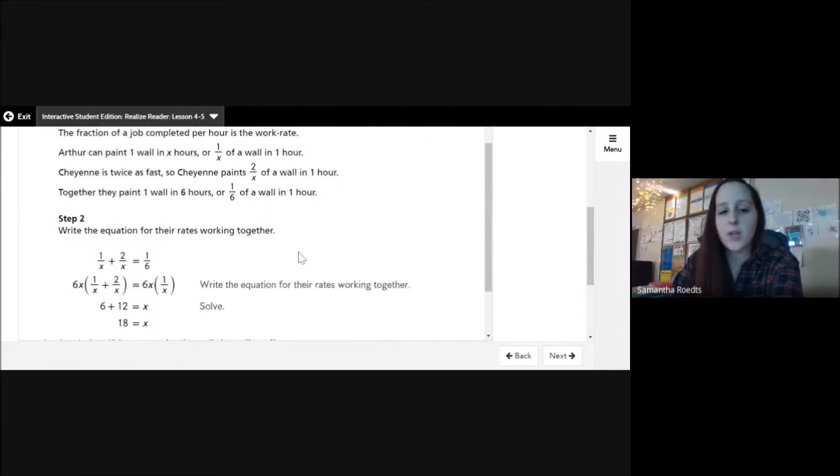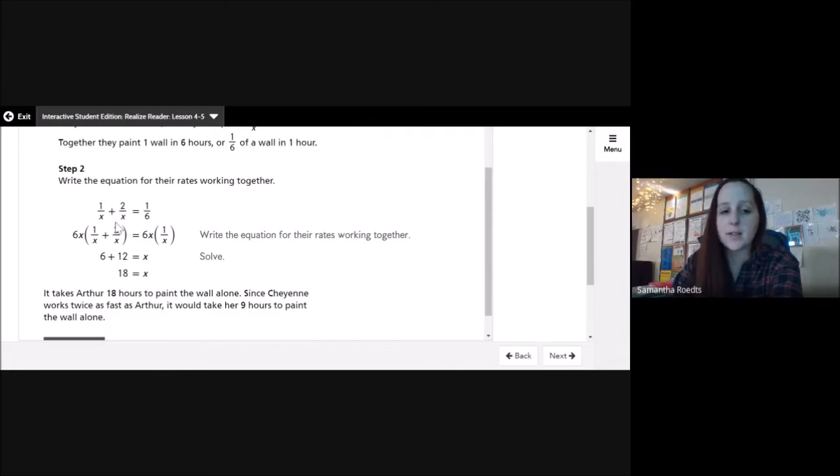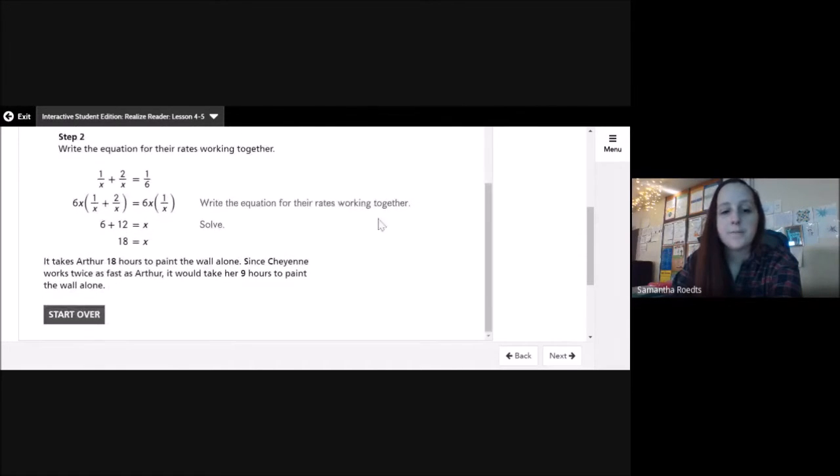So I write the equation for their rates working together. 1 over x plus 2 over x, so this is Arthur plus Cheyenne, equals 1/6, which is the wall that they painted in 6 hours. So I multiply both sides by 6x, since that's the LCD. So I get 6 plus 12, 6 times 2 is 12, equals 6x over 1 over x, or x. Should be 6. Okay. So I get 6 plus 12 equals x, and 18 equals x. So it takes Arthur 18 hours to paint the wall alone, since Cheyenne works twice as fast as Arthur. It would take her 9 hours to paint the wall by herself.